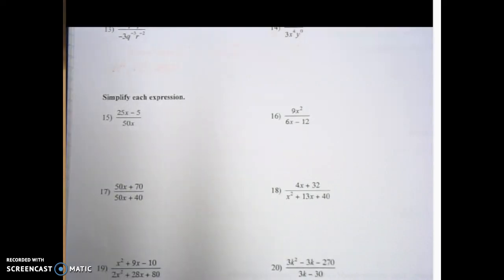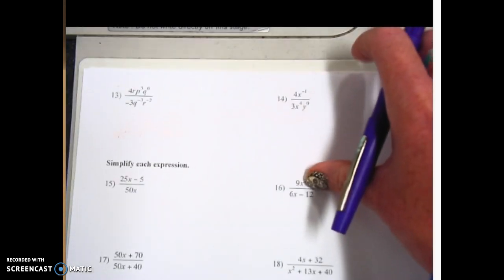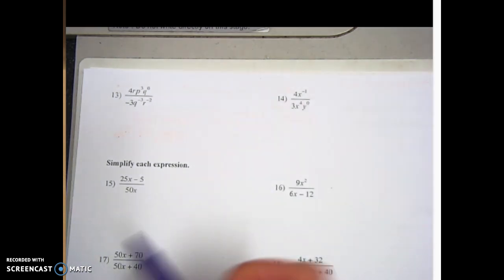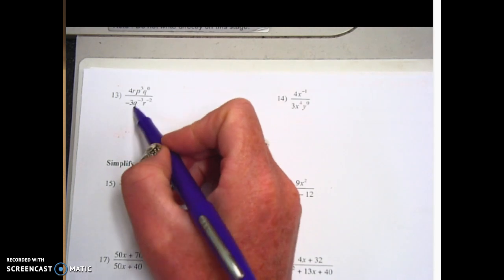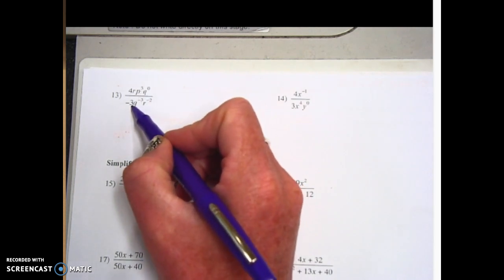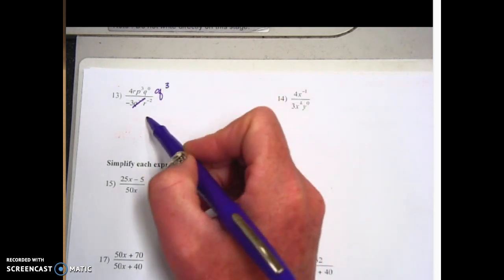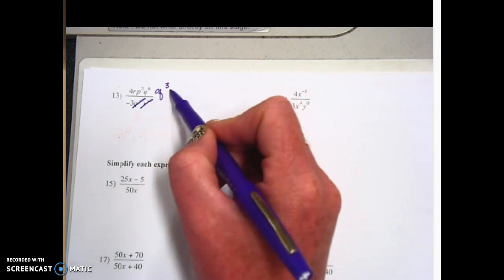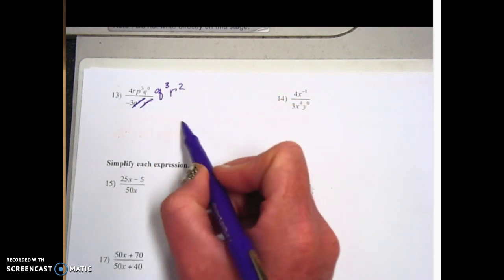This is page 2 of the Algebra 2 Chapter 5 practice test. So number 13, the directions ask us to simplify, have no negative exponents. So let's see, q to the negative third, we want to move to the numerator and make it positive. R to the negative second, we want to move it to the numerator, make it positive. And then simplify everything else.